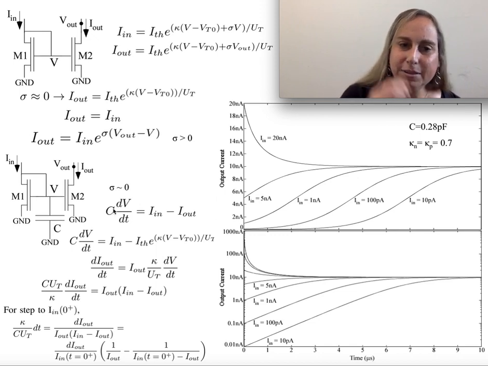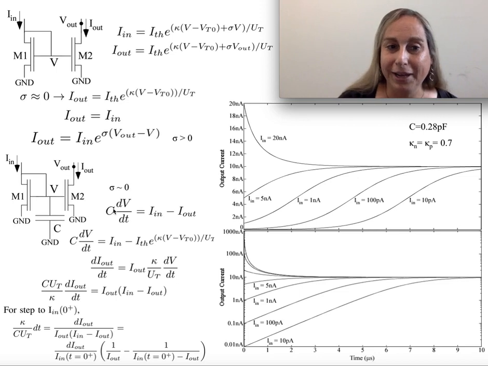But something interesting happens along the way. You realize, well, what happens if I just compute the derivative of I out? Well, I do have an expression for I out. In fact, it's right here. And with sigma equal to 0, I out looks like this. Well, take the derivative of it.